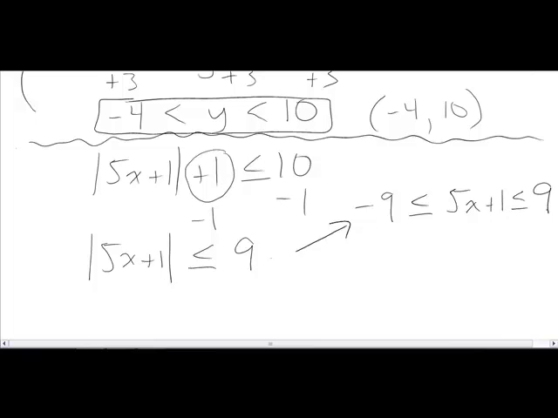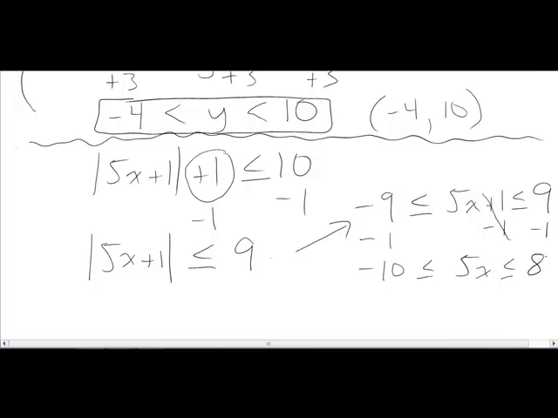Alright, now let's look at how we are going to solve for x. In the middle of this inequality, I've got 5x plus 1, so I am going to start by subtracting 1 everywhere. Since this is a compound inequality, I actually have to do that 3 times. That cancels out my 1's here. So now I've got negative 9 minus 1, that's negative 10, is less than or equal to 5x is less than or equal to 8. 9 minus 1 gave me 8.